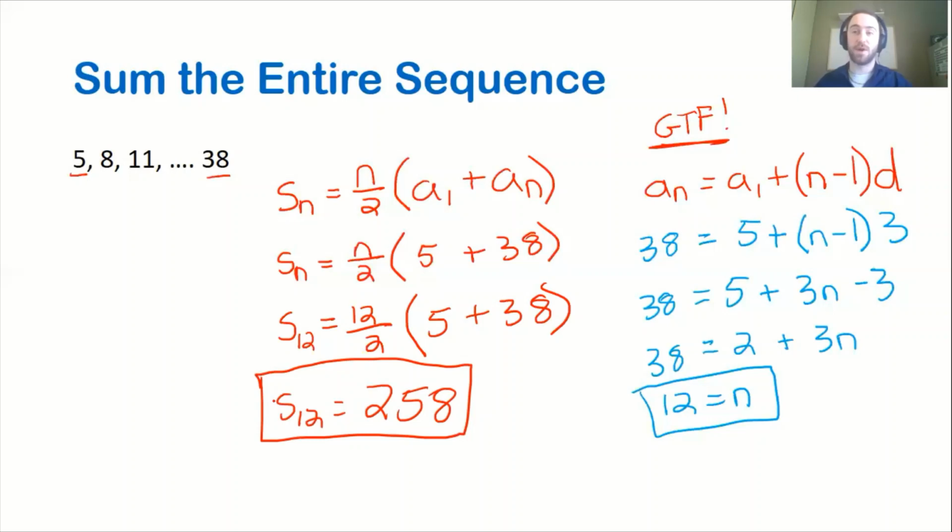Now, if you want to stick around for the derivation of our formulas, you can. They're not necessary in our questions. I'm never going to ask you to derive the formula, but it might help you understand the concept behind sequences and series.